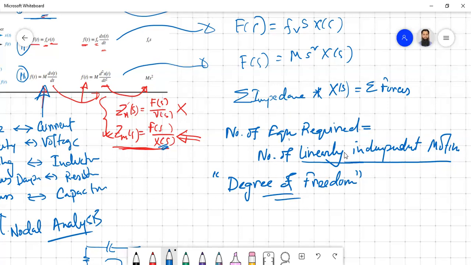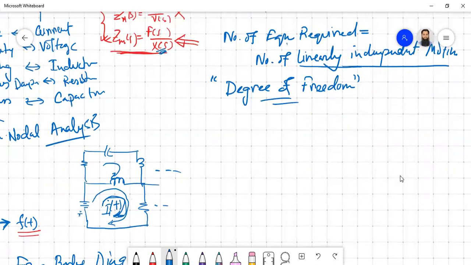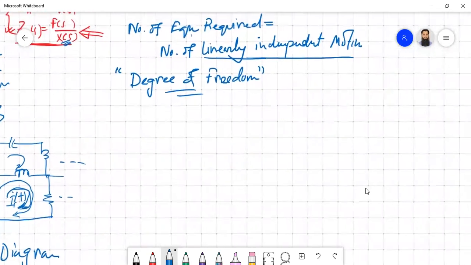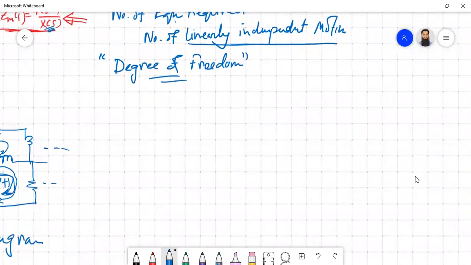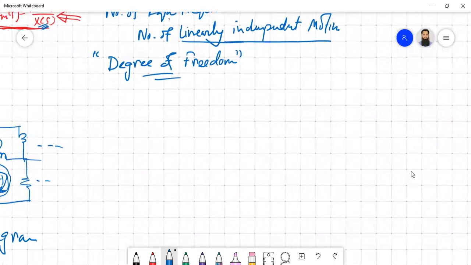The ideology is similar to the electrical term, whether you can apply superposition or not. Okay, so let us try to solve one problem that will help you see how many equations you need, or how many linearly independent scenarios you have. So say we have a system like this.